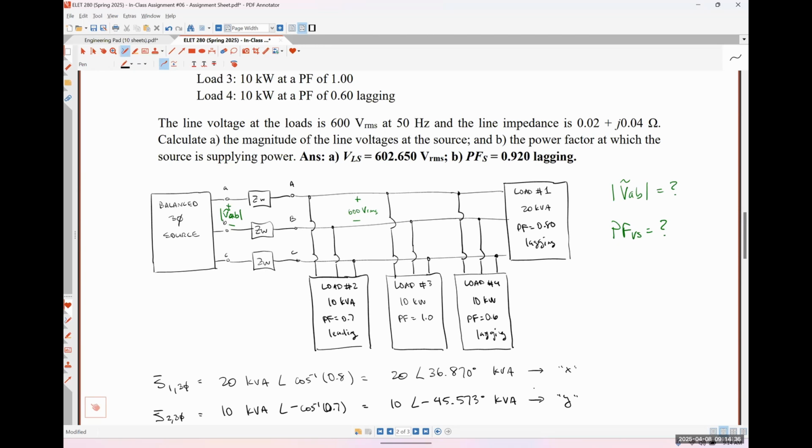And looking at this system, I hope you guys can agree that the complex power that is supplied by our source is the same thing as the complex powers absorbed by our loads, but also the complex power absorbed by our transmission line network. Because since that's not an impedance of 0, it's going to be absorbing some power as well. So how are we going to sort out the complex power absorbed by our transmission line network?